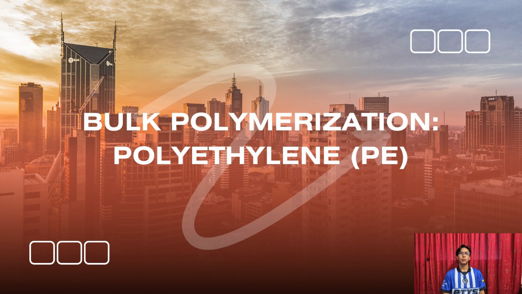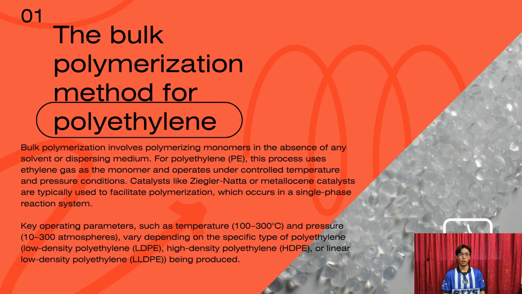The first polymerization method for polyethylene is bulk polymerization. Bulk polymerization involves polymerizing monomers in the absence of any solvent or dispersing medium. For polyethylene, this process uses ethylene gas as the monomer and operates under controlled temperature and pressure conditions.